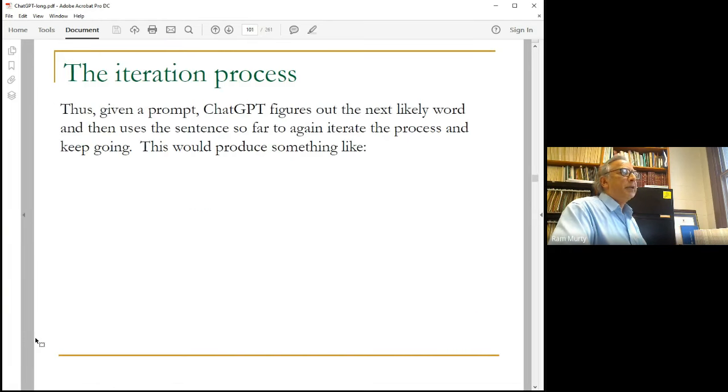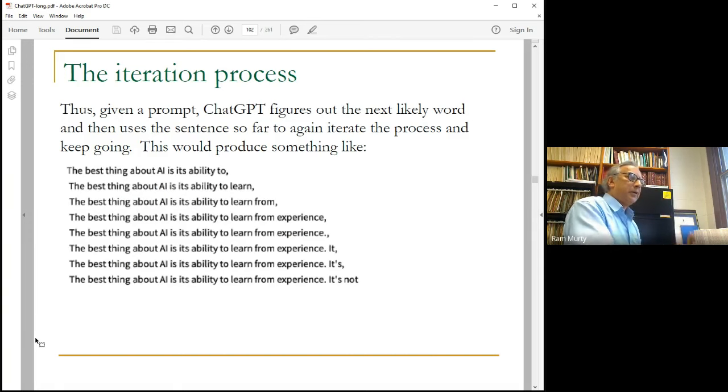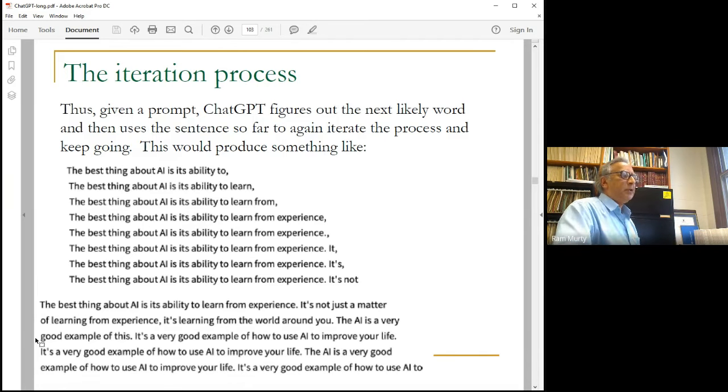So the iteration process: given a prompt, ChatGPT figures out the next likely word, then uses the sentence so far to again iterate the process and keep going. This would produce something like its ability to learn, its ability to learn from experience, and then goes on and on. So the best thing about AI is its ability to learn from experience. It's not just a matter of learning from experience, it's learning from the world around you. So all these sentences make perfectly good sense, and so on.